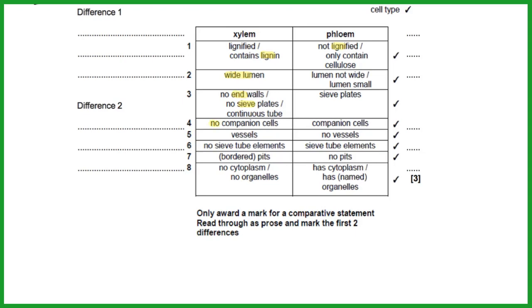Xylem does not have companion cells, whereas phloem does have companion cells. There are no sieve tube elements in the xylem. There are sieve tube elements in the phloem. There are pits in the sides of xylem vessels. There are no pits in the sides of phloem vessels. And xylem has no cytoplasm and no organelles, whereas phloem does have cytoplasm and a few organelles. It needs to be a comparative statement which is referring to the same feature or the absence of that feature in one tissue as opposed to the other tissue.